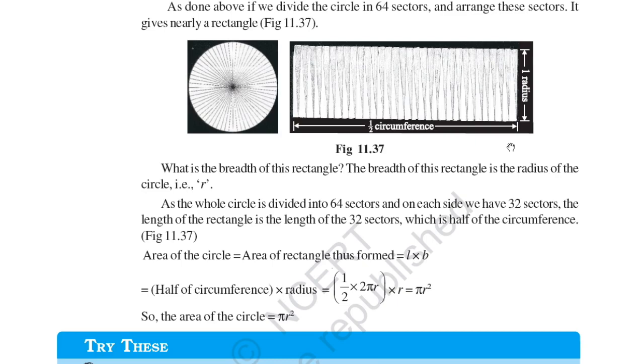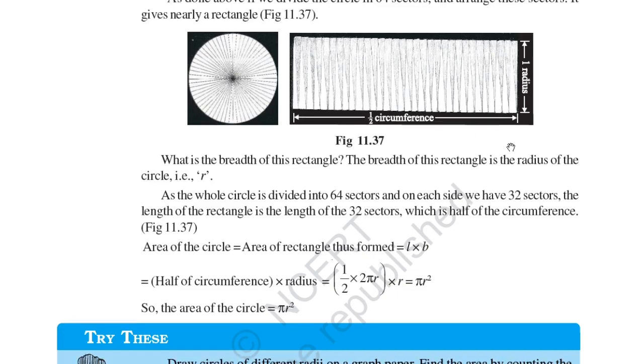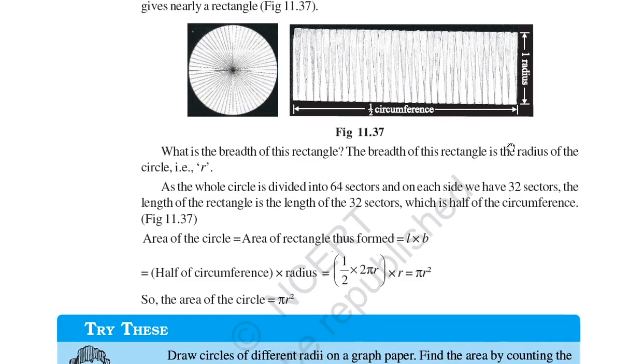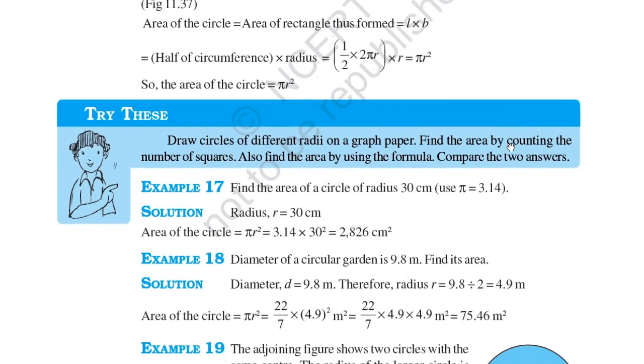So area of circle is equal to area of rectangle thus formed, which is equal to L into B. Half of circumference into radius is equal to 1 by 2 into 2 pi r into r, which is equal to pi r square. So the area of the circle is pi r square. So it is a formula, pi r square, area of circle.